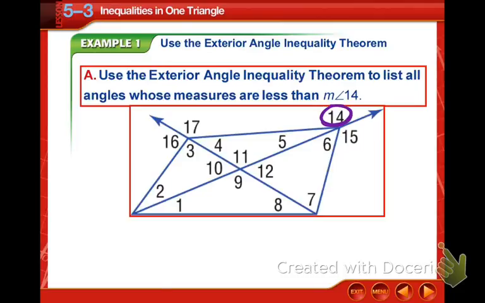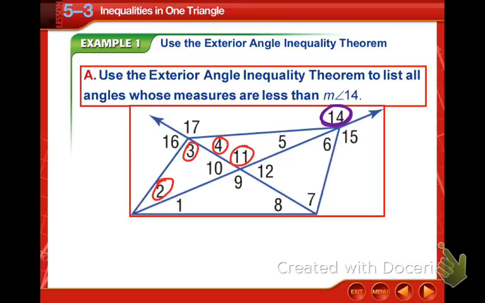It is an exterior angle to a couple of triangles. The triangle formed by angles 4, 5, and 11, which means that 4 and 11 are the remote interior angles to angle 14, and that means that 4 and 11 are two angles that are less than angle 14. Also, there's the triangle formed by angle 5, angle 2, and the combination of angle 3 and 4, which means that angle 3 and 4 together and angle 2 are remote interior angles to angle 14 as well. And since angle 3 and 4 combine together to be less than 14, 3 is definitely less than 14 by itself, and of course 2 is a remote interior, which means it is less than 14 by itself.